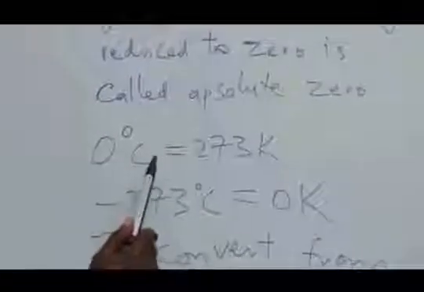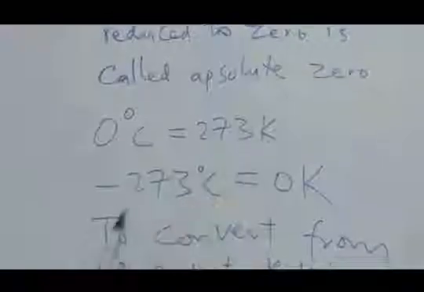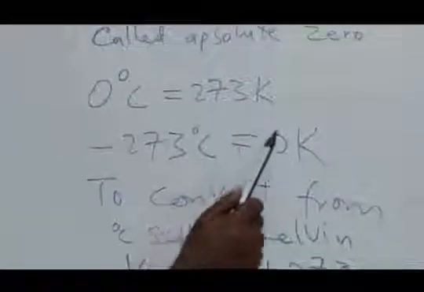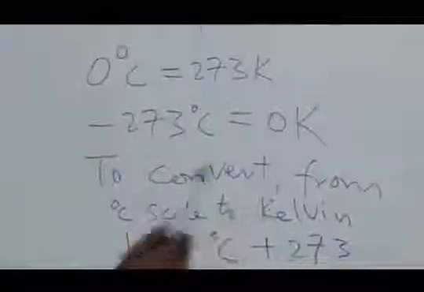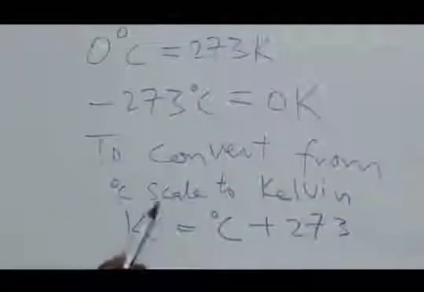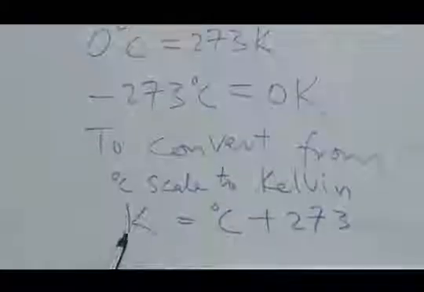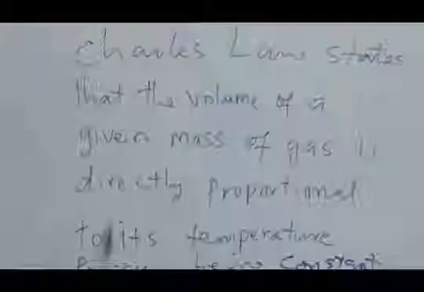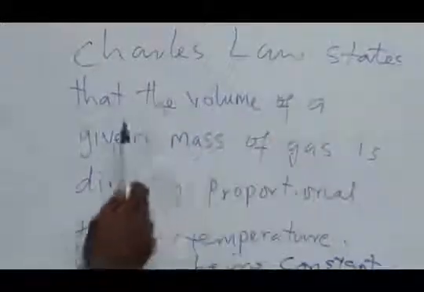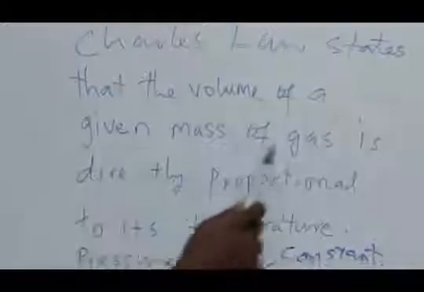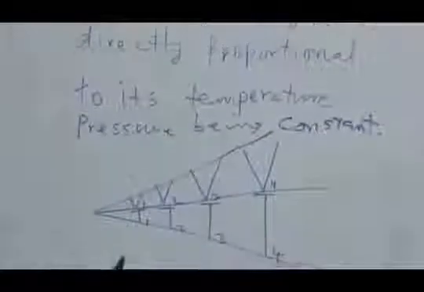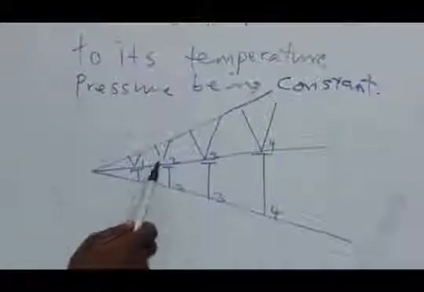0 degrees Celsius equals 273 Kelvin. Minus 273 degrees Celsius equals 0 Kelvin. To convert from the degree Celsius scale to Kelvin, Kelvin equals degrees Celsius plus 273. Charles' law states that the volume of a given mass of gas is directly proportional to its temperature, pressure being constant. This can be represented diagrammatically.